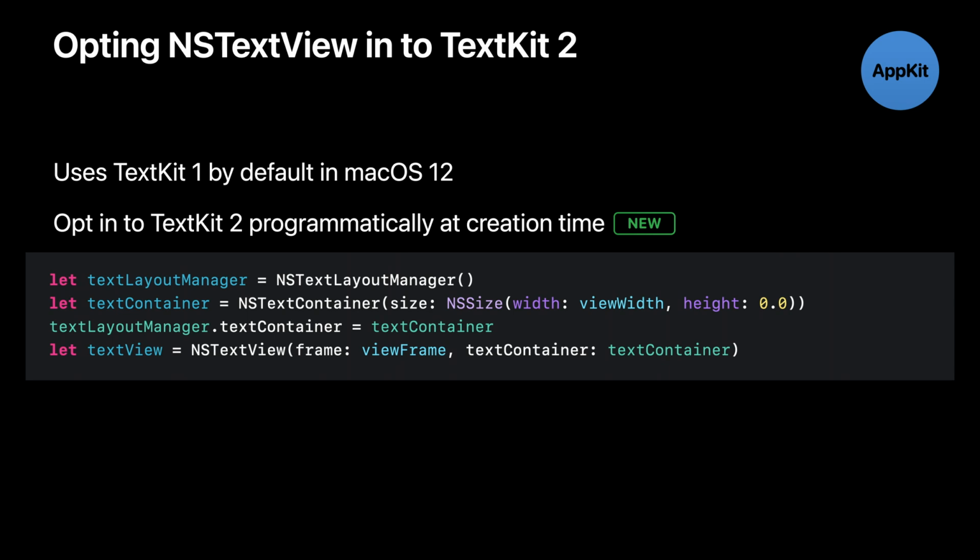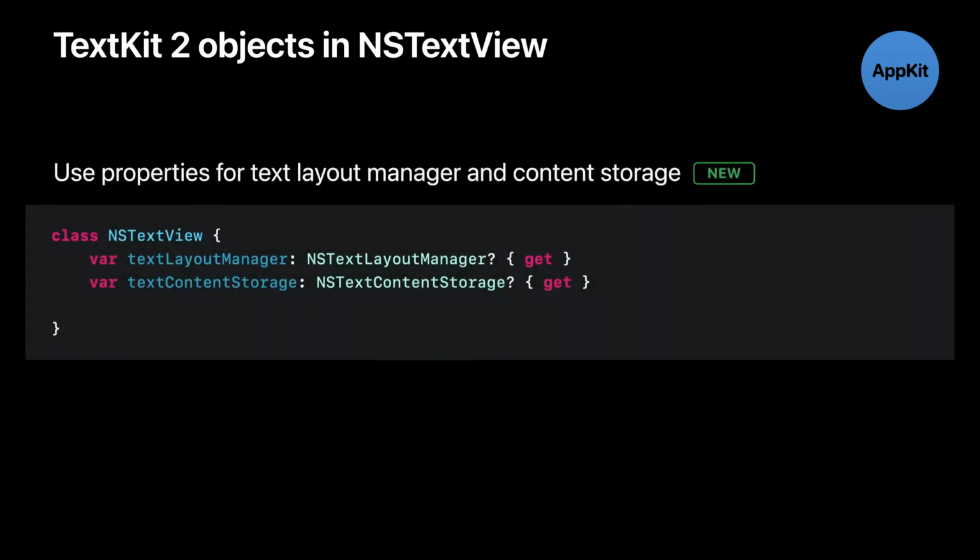This is how to do it. First, create a text layout manager. Next, create a text container. Then associate the text container with the text layout manager using the text container property on NSTextLayoutManager. Finally, create your NSTextView using the designated initializer with the text container. Now you'll have a text view that uses TextKit 2. You can access the text layout manager and text content storage with new properties on NSTextView.